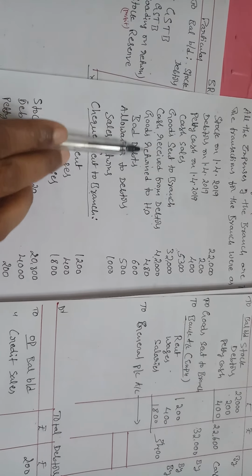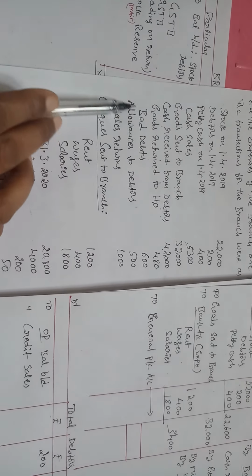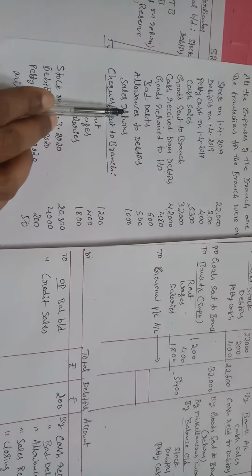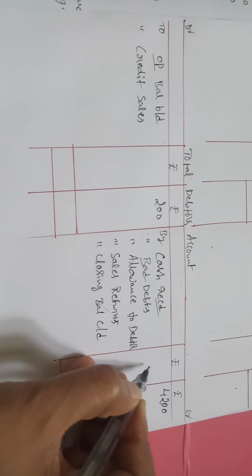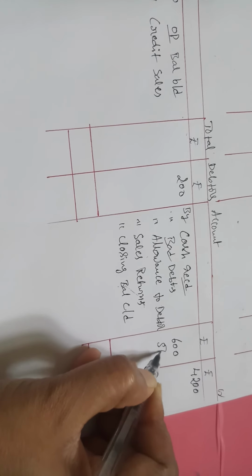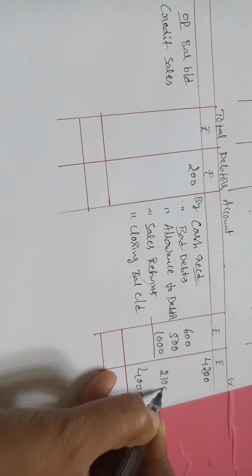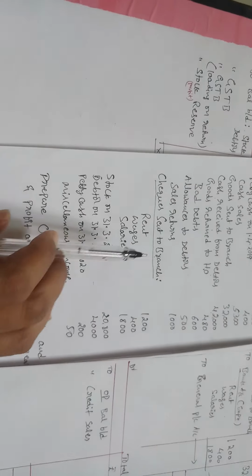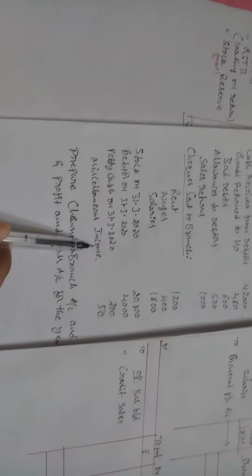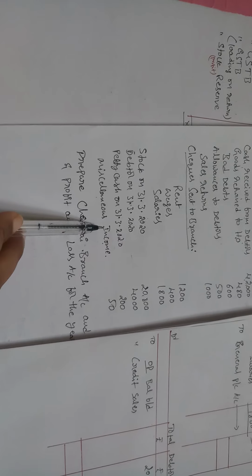Next, bad debts, allowances to debtors and sales returns. These are credited sales expenses, so you take them in the debtors account only. So I am entering in the debtors account: bad debts 600, allowances 500, sales return 1,000, total 2,100 rupees. Branch is over, closing stock also over. Miscellaneous income comes to the P&L account, not in the branch and debtors account.